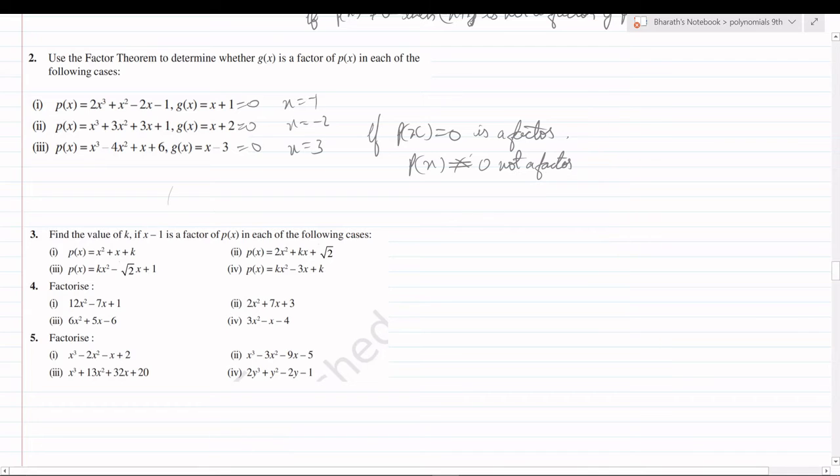So the third question, the same way you should substitute x value equal to 1 in all the solutions, then you get factorization. Same thing. Let me do one question for you. Let me take this third question.